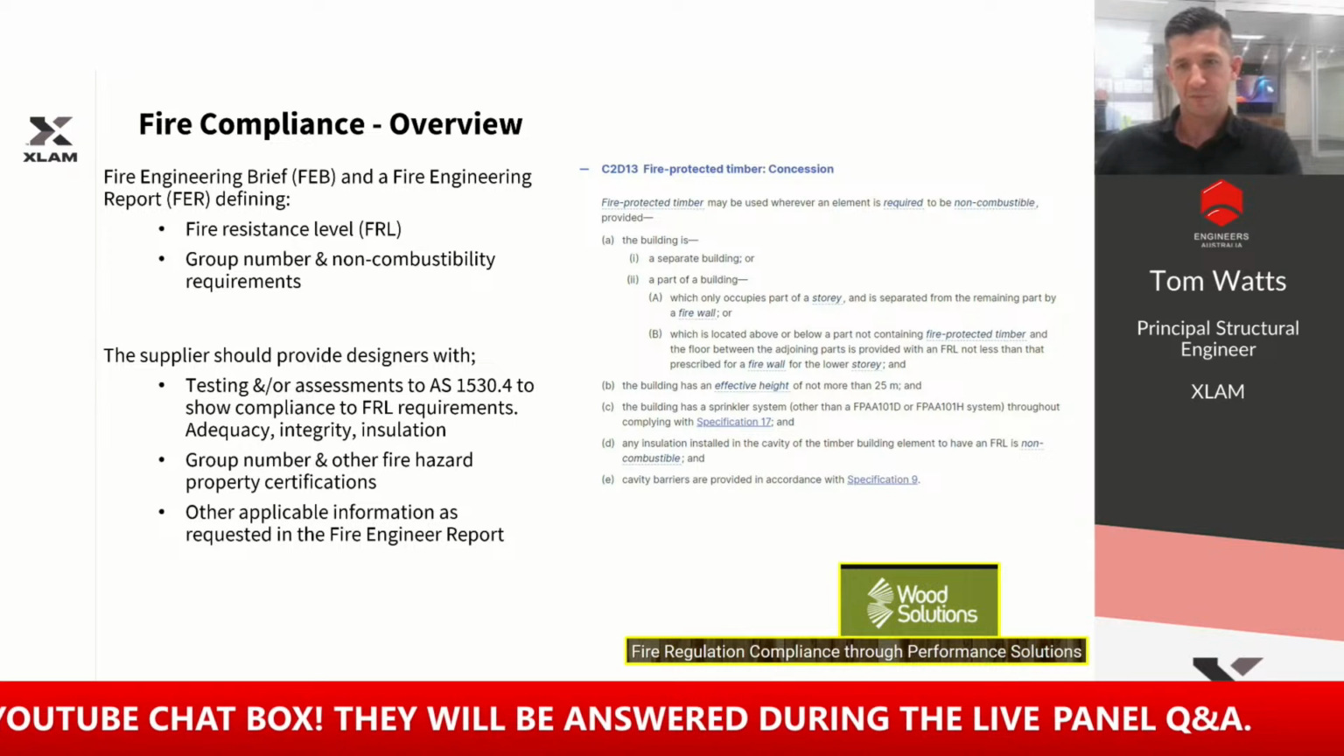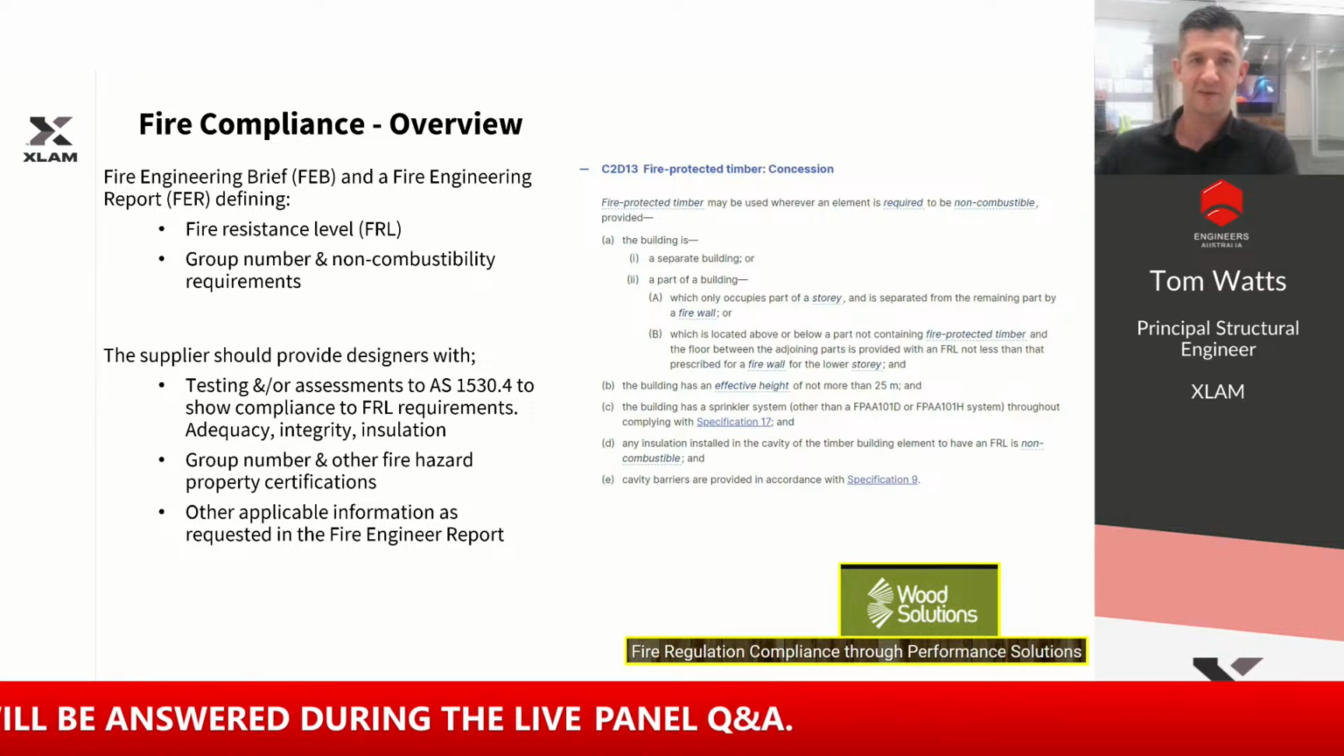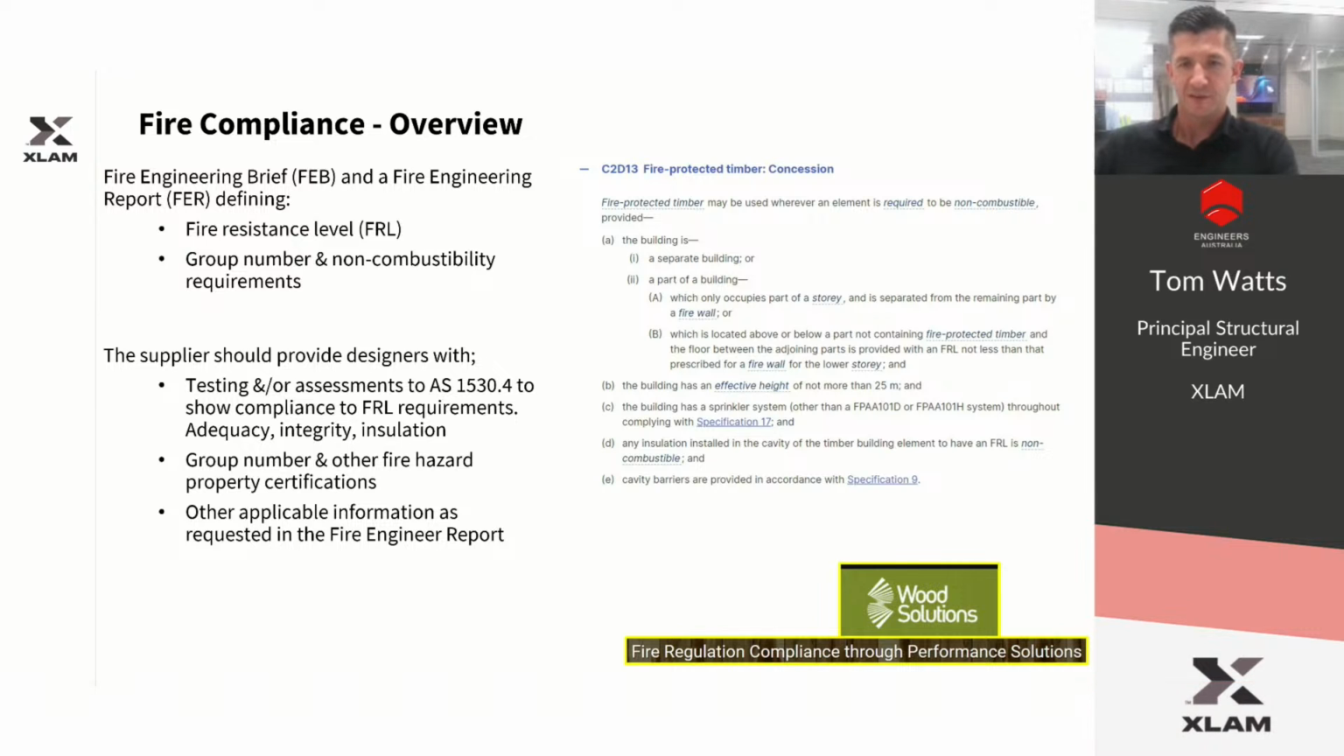The fire engineering brief sets out what aspects are intended to be covered under the performance solution, and then sets out how this is intended to be addressed in the later fire engineering report. The key things normally set out in this are the FRLs of the structure, and the group number and non-combustibility requirements of the building. So what areas of the building may be required to be non-combustible, typically the building facade, or if it's a Class 2 apartment building, typically all the interior walls of the building.